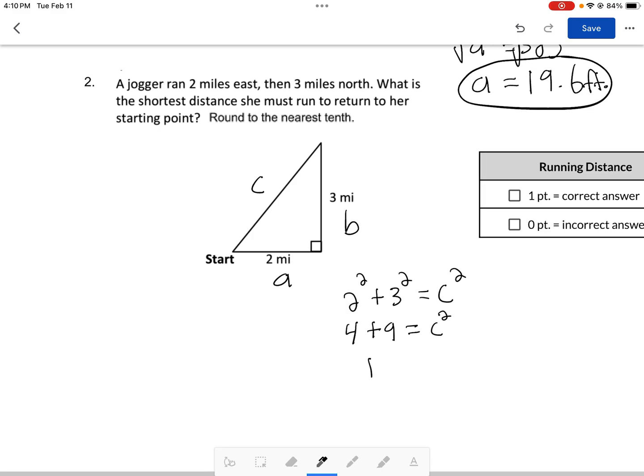4 plus 9 is 13, equal to C squared. The opposite of squaring is square rooting. I'm going to square root both sides. The square root of 13 is 3.6 on the dot. Well, not exactly on the dot, but that's rounded to the nearest tenth. 3.6 miles.